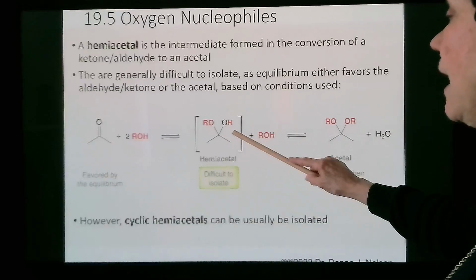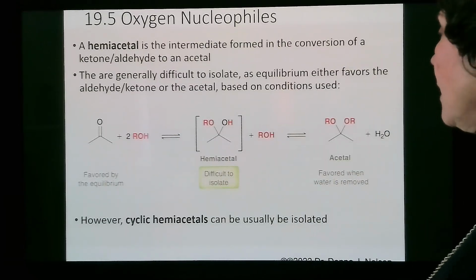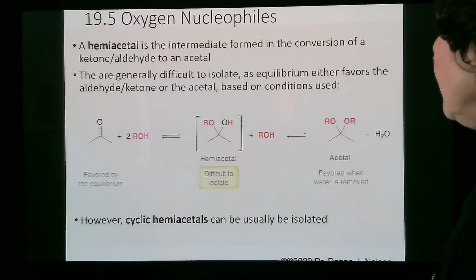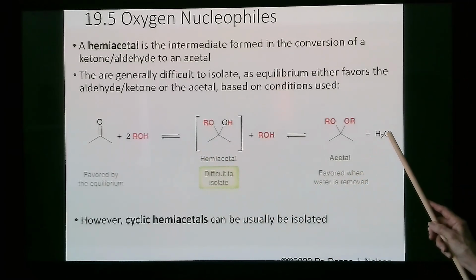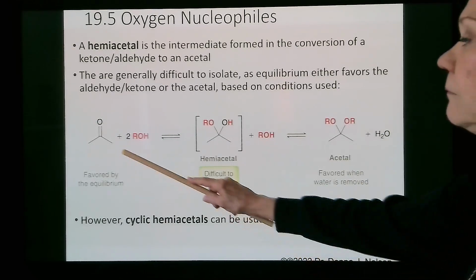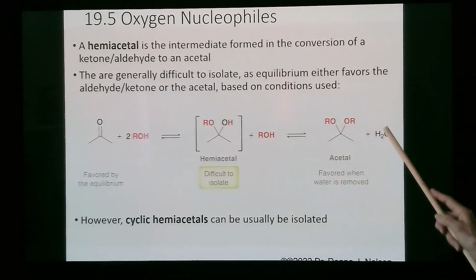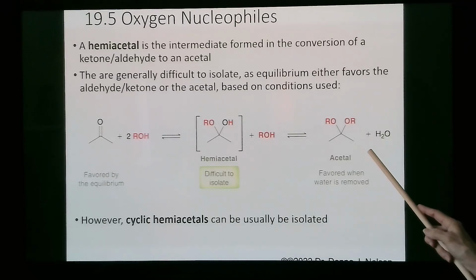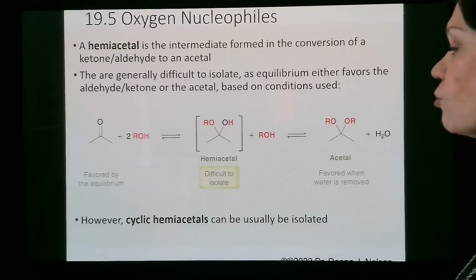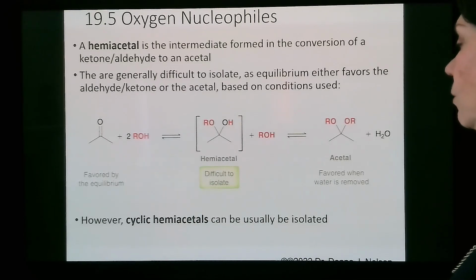So the hemiacetal is difficult to isolate. You may never see it. You may only see the carbonyl and the acetal. This is favored by removing the water. So you can drive the equilibrium to the right by removing water, or you can add an excess of water and drive the equilibrium to the left.